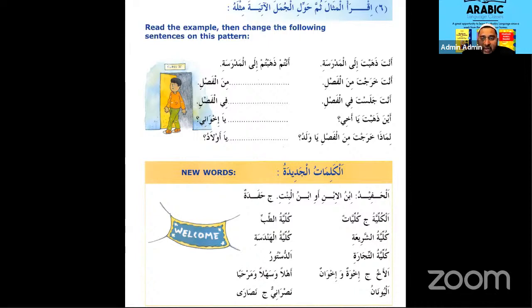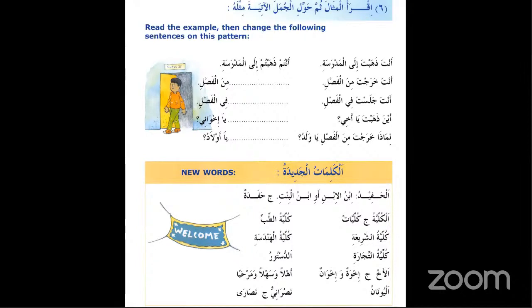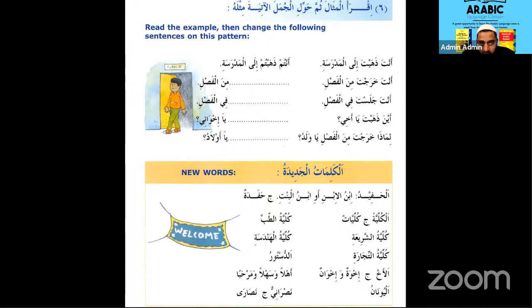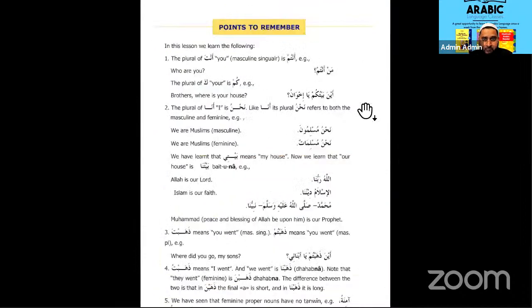Next one. Limadha kharajta min al-fasli ya waladu. I want you to change that to female. One female. Will limadha remain the same? Yes, limadha will remain the same. Limadha kharajti min al-fasli ya binti. Excellent. That was fantastic, because the most important thing is trying to understand what needs to be changed in the sentence, which everyone is understanding.